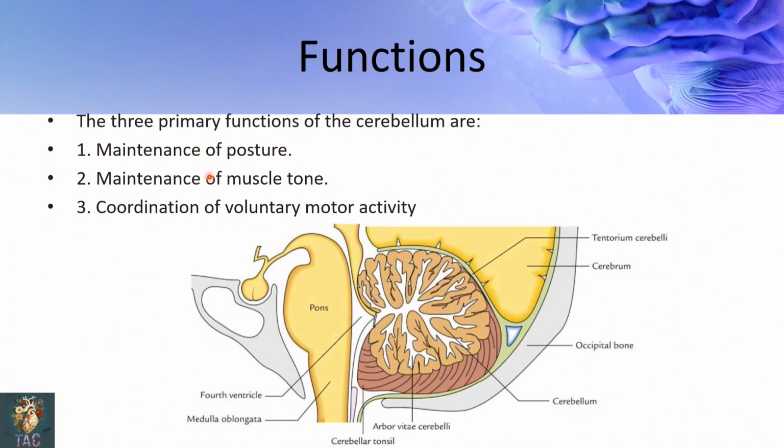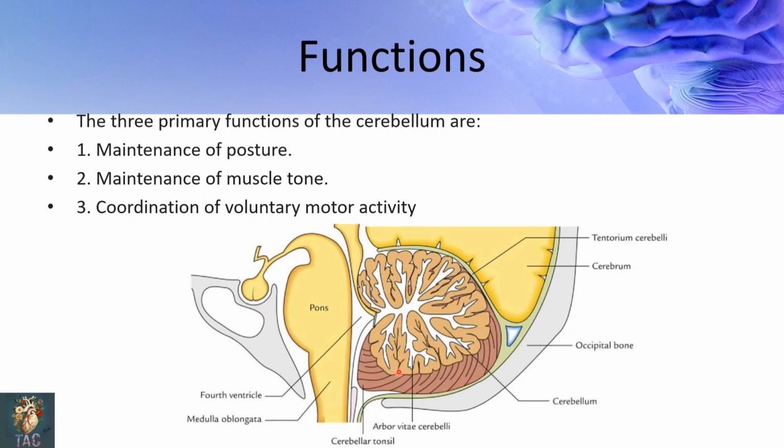First we will have to see the main function, then it will be easy for us to understand the different neural circuits of the cerebellum. The main functions are the maintenance of posture, the maintenance of muscle tone, and the coordination of voluntary motor control. These are the three primary functions of the cerebellum.